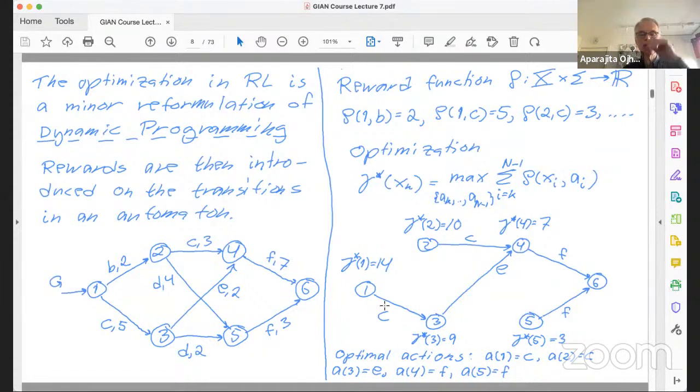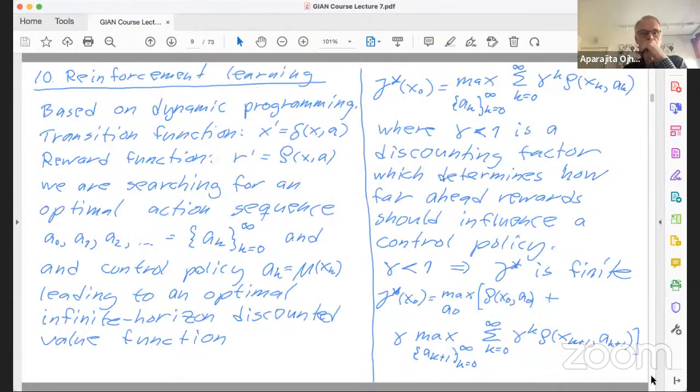So the optimal action here is to take C, E, and F in the different states. So when you are in state 1, you should take a C. When you're in state 2, okay, here the actions are actually mentioned for all the states. But if we are in state 1, C, and then E and F, then you get the optimal solution. So this is dynamic programming, and the basic idea around this is something we will also use in reinforcement learning.